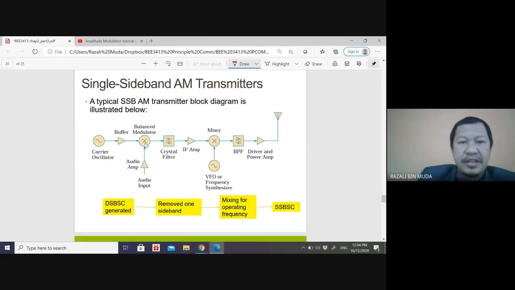Next, we have the single sideband AM transmitter. A typical single sideband AM transmitter block diagram is illustrated below. This is single sideband. You still remember single sideband, SSB?